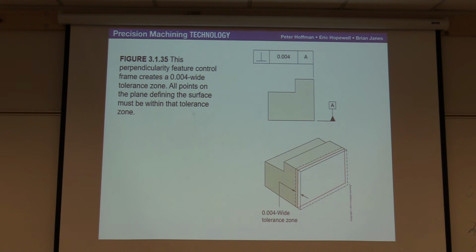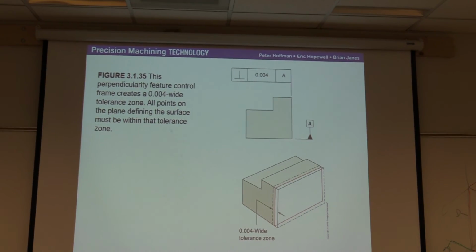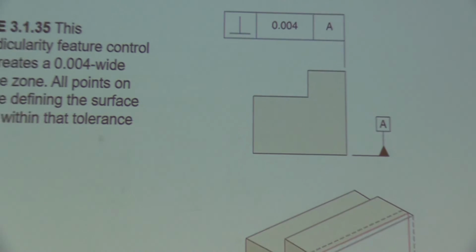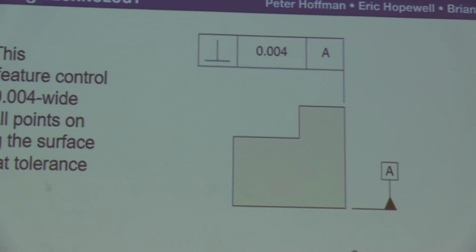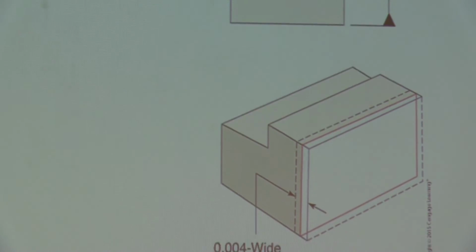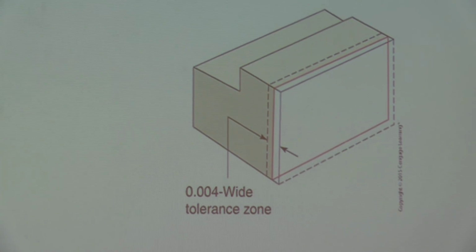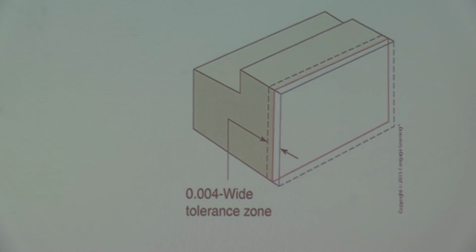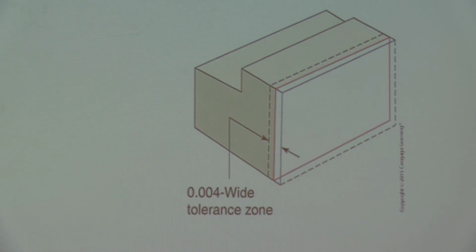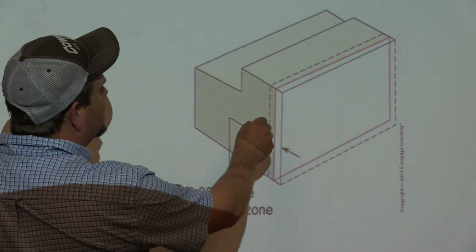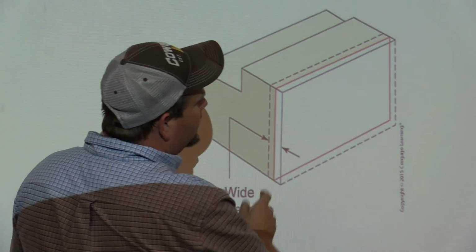All right. Figure 33.135, perpendicular feature. So what it's showing you here is it has to be perpendicular. So this is very similar to what I showed you a minute ago. What you're on is 0.04. What it's saying here is that there's a 0.04 thousandths wide tolerance zone of being within 90 degrees. Okay? You're only allowed within that small zone.